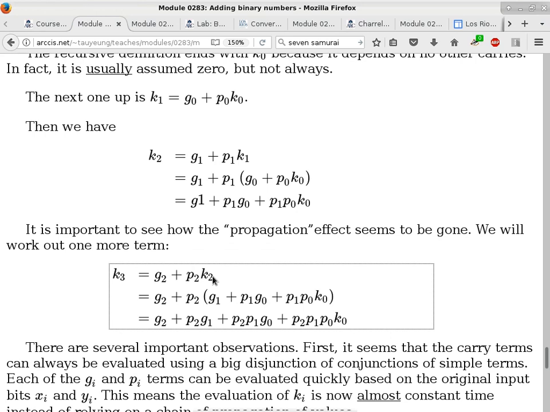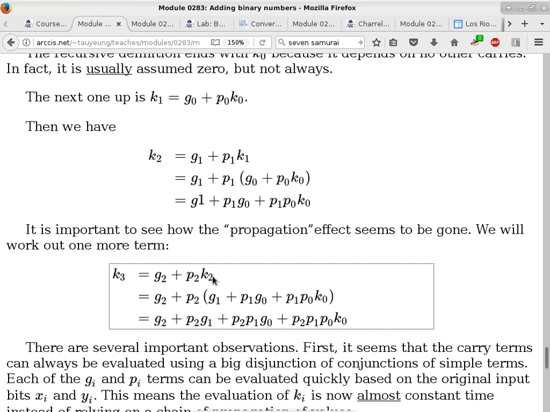Yep. So the farther we get out with our carries, the more gates that we need. It will need more gates, but it does not increase the amount of time, because you just have more stuff happening at the same time.